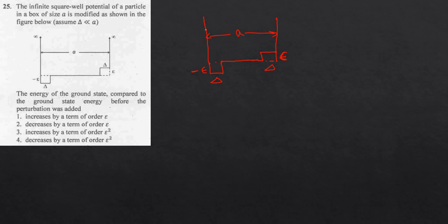Okay, now here at the boundary the potential is infinite. So now you have to find out what you have to find out. It is given in the question that delta is very less than A. Now you have to find out the energy of the ground state, आपको ग्राउंड स्टेट की एनर्जी इन कंपैरिजन टू द ग्राउंड स्टेट एनर्जी बिफोर द पर्टर्बेशन. तो पहले पर्टर्बेशन से पहले और बाद की एनर्जी को कंपेयर करने को बोला है.